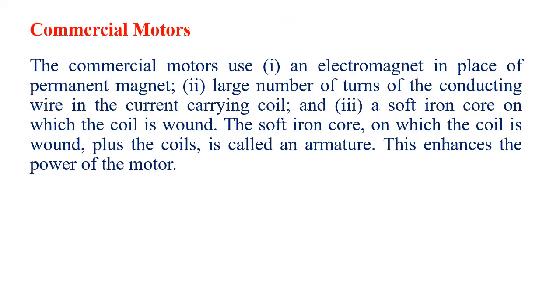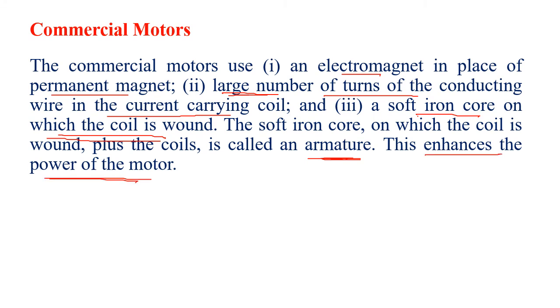And now we talk about commercial motors. This was a simple motor, but in a commercial motor, we place an electromagnet and not a permanent magnet. There is a large number of turns of conducting wire in a current carrying coil. This was only shown as ABCD, one coil, but there are lots of turns in that coil. And a soft iron core is wound in the coil to make the field stronger, like I told. This is called the armature. This increases the power of the motor.